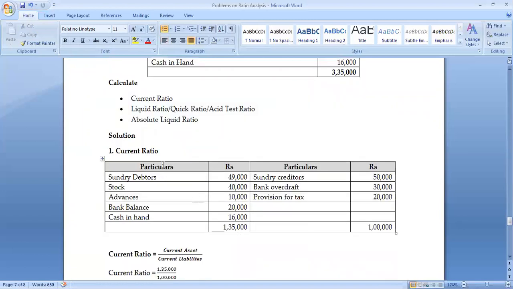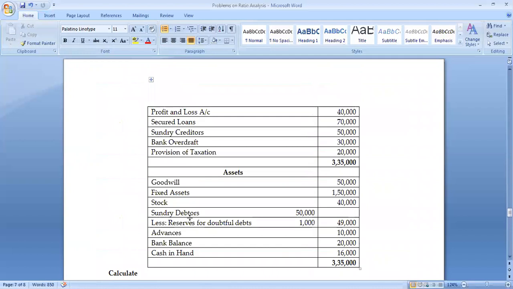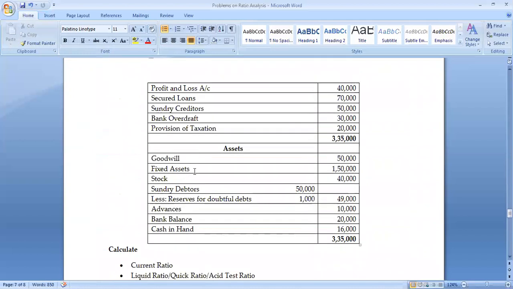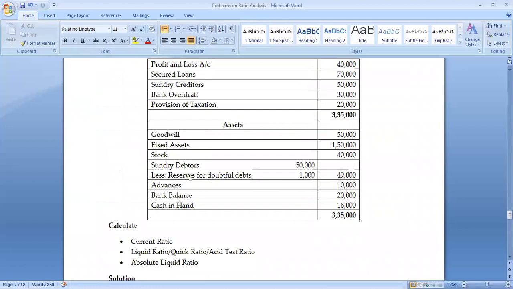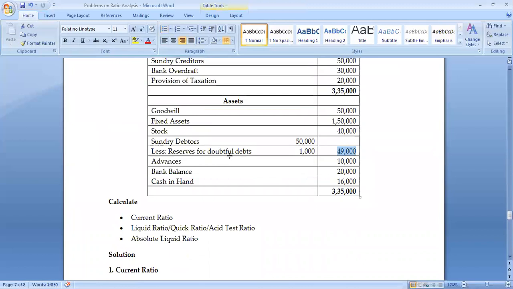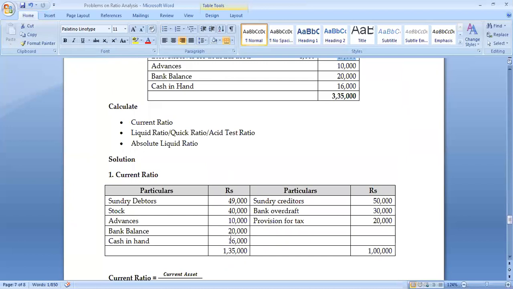See, find out the current ratio. Take all the current assets: advances, bank balance, cash in hand. Be very particular. Goodwill will not appear, fixed assets will not appear. Stock is a current asset, sundry debtors is a current asset, but take it except the reserve for doubtful debts, the value which has already been given. Even though it is mentioned in the adjustment, it has to be deducted and taken into consideration. Advances is given, bank balance is given, as well as the cash in hand. So which gives you 1,35,000.